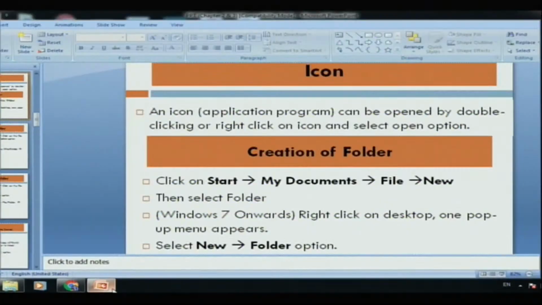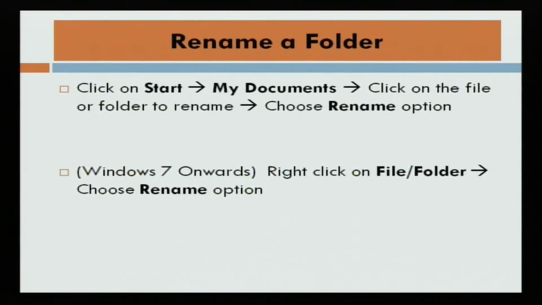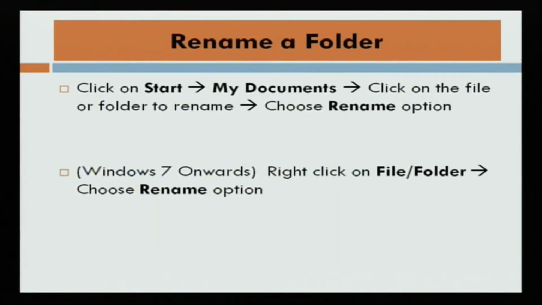Come to the next presentation part. Then we want to rename a folder. If you are using the previous versions of the operating system, the same way you have to click on start, My Documents, choose the folder, and then we can rename the folder. If you are using versions higher than Windows 7, then we have to right click on the particular file or folder, and we can rename the file or folder.